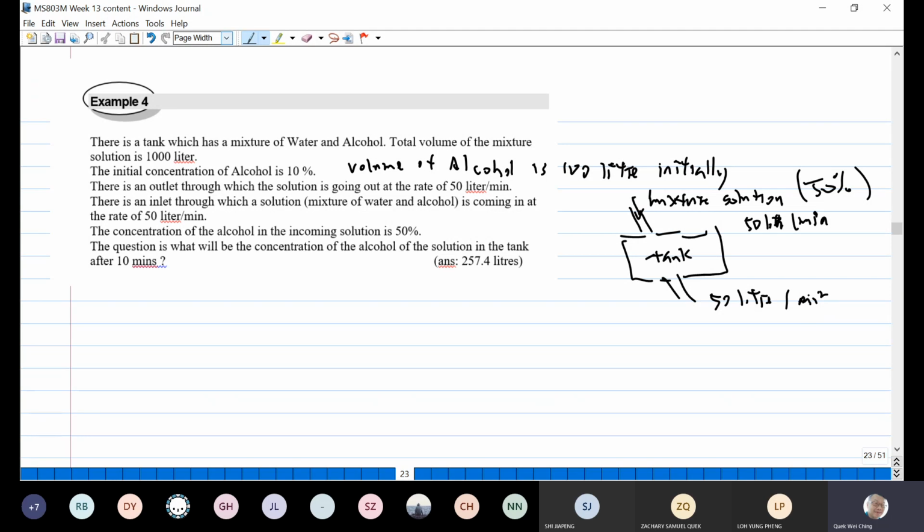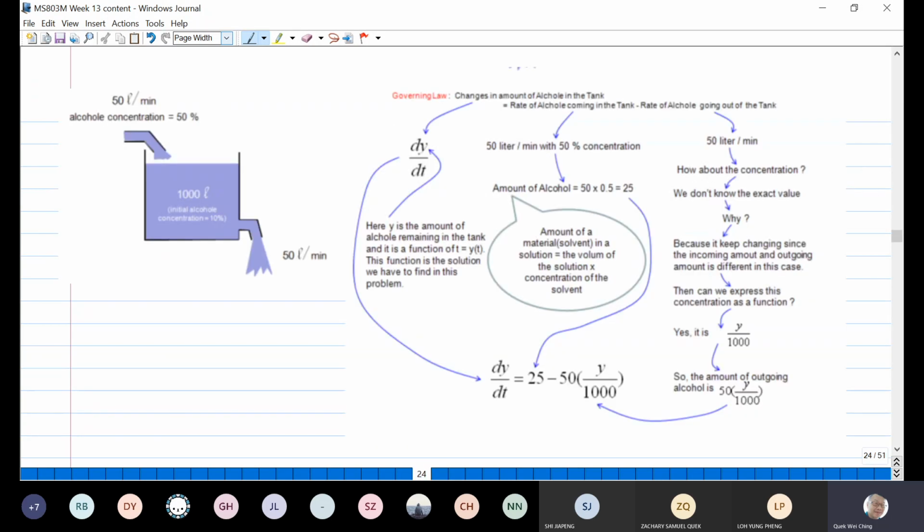Okay, how do you set up the equation of this differential equation? The hard part is actually how to balance the equation, right? So if you look at notes, they actually tell you how to balance the equation. Okay, so let's look at the balance equation now. The picture shows you that we are going to let Y be the amount of alcohol in the tank.